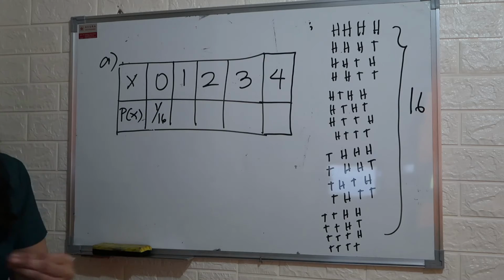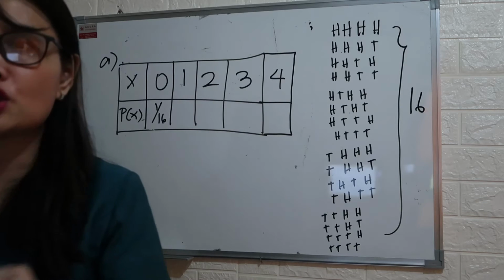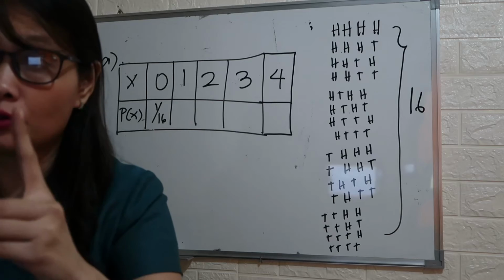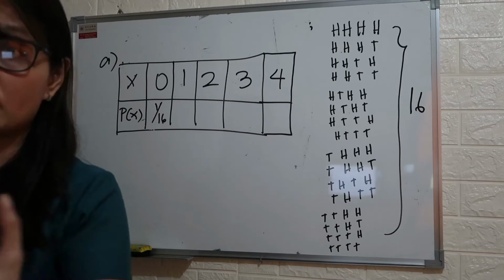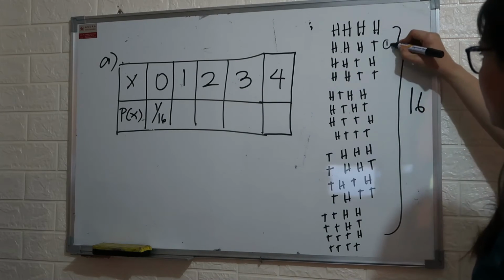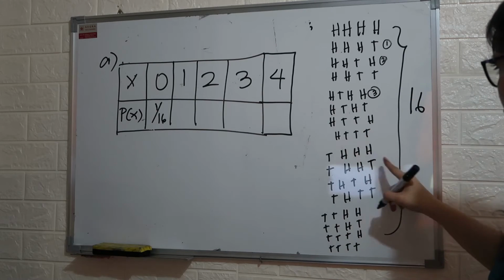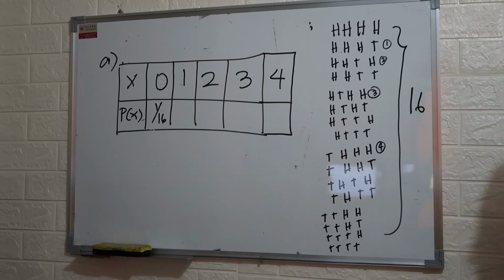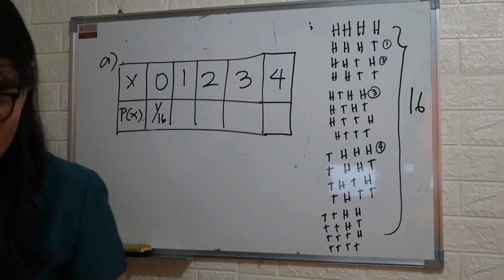Next, what is the probability of getting 1 tail only after we toss the coin 4 times? Using the tree diagram, we have 1, 2, 3, 4 outcomes with 1 tail. So how many? 4/16. Okay, 4/16. What is 4/16?